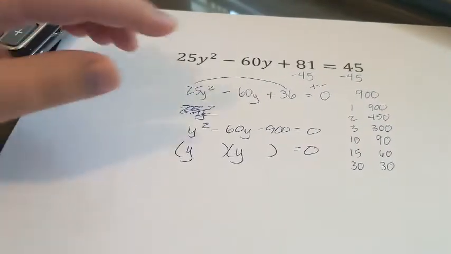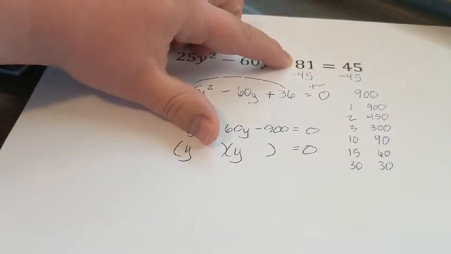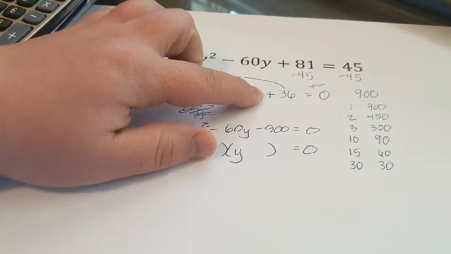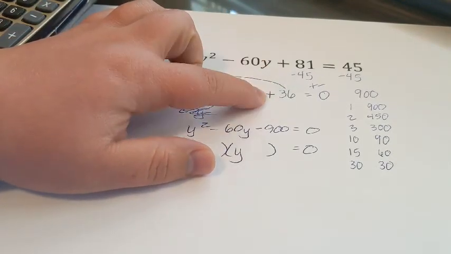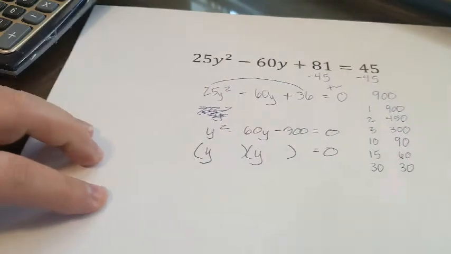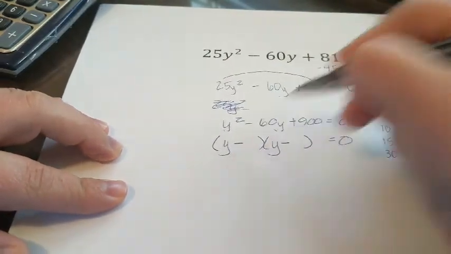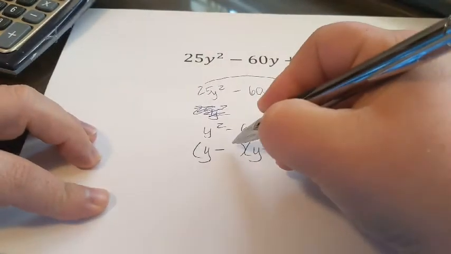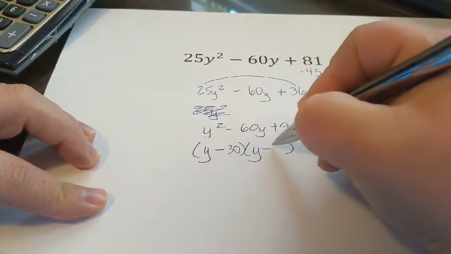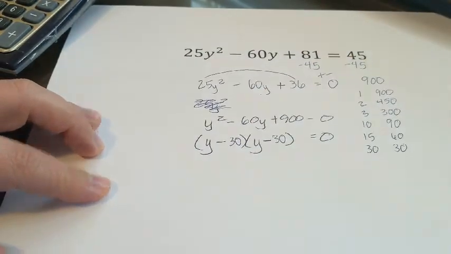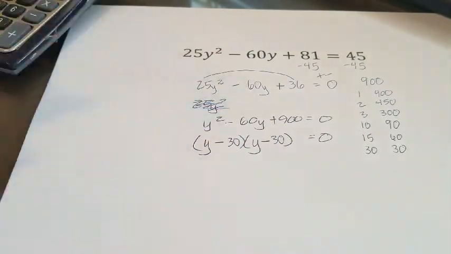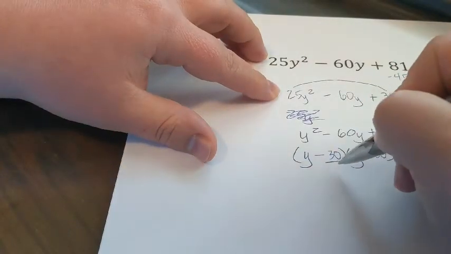Okay, so I just realized what I did. In 81 minus 45, it originally said minus 36. It should be plus 36. So they're minus and minus. So my apologies. That was bad. Okay, so minus 30 minus 30. So that will get us negative 60. Then remember we have to divide by 25.